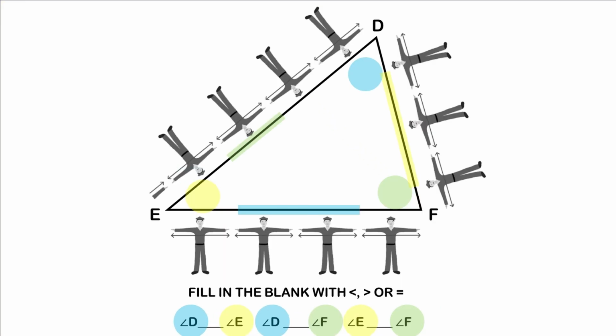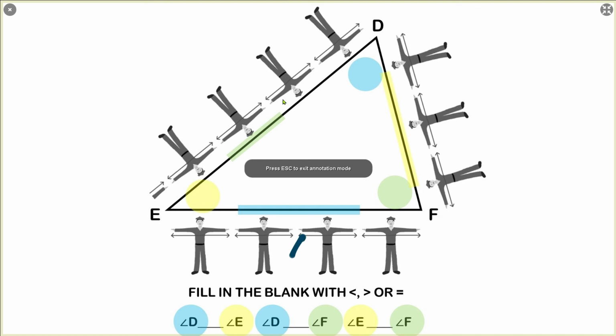On this problem, we're going to look at the sides and we're going to try to figure out which angle is larger. So the first comparison is the blue angle to the yellow angle, and the blue angle is across from a side that has 4 arm lengths, and the yellow angle is across from a side that has 3 arm lengths.